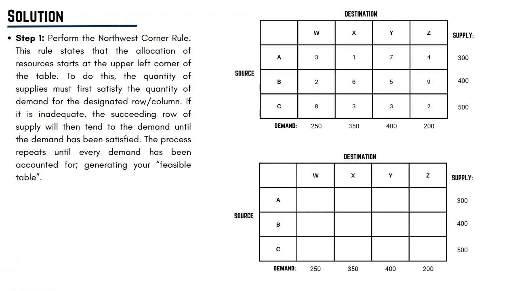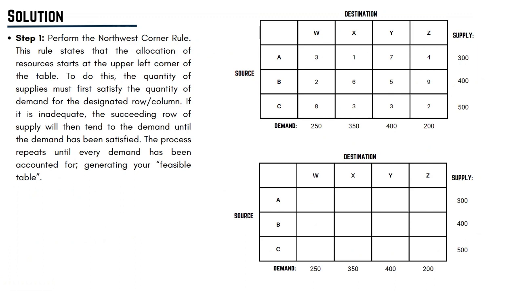To begin with, we must perform the northwest corner rule. This rule states that the allocation of resources starts at the upper left corner of the table. To do this, the quantity of the supplies must first satisfy the quantity of the demand for the designated row or column. If it is inadequate, the succeeding row of supply will then tend to the demand until the demand has been satisfied. The process repeats until every demand has been accounted for, generating your feasible table.